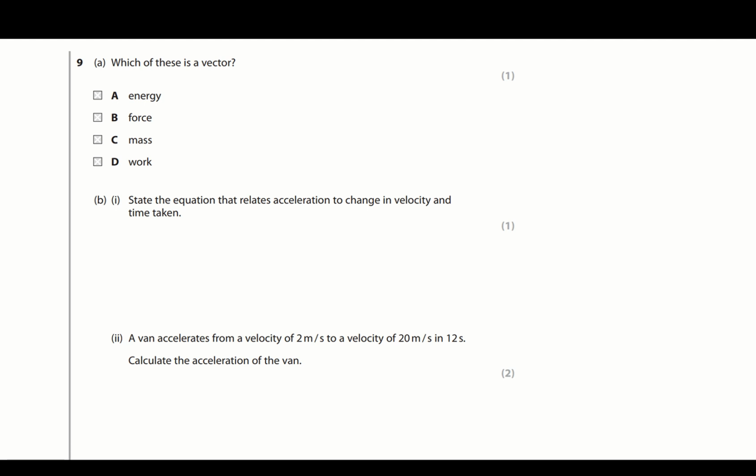Okay, question 9 says, which of these is a vector? So we've learnt there are scalars and they just have a magnitude or a size. And for a foundation paper, you're happy just going, there are things that just have a number, they just have a size. And there are vectors, they have a size and they have a direction. So which of these has energy scalar? Force has a direction and a size. So it's got to be B, that.